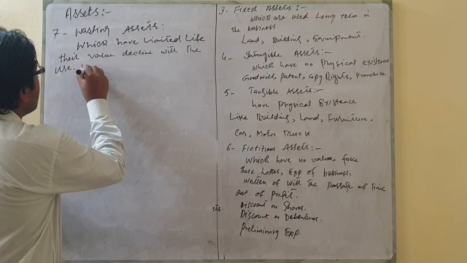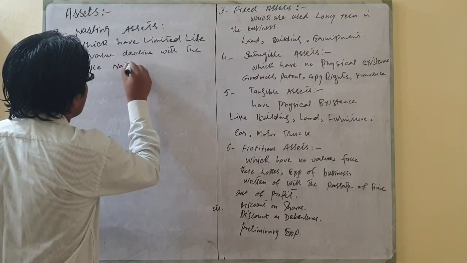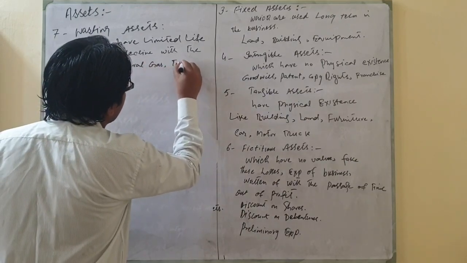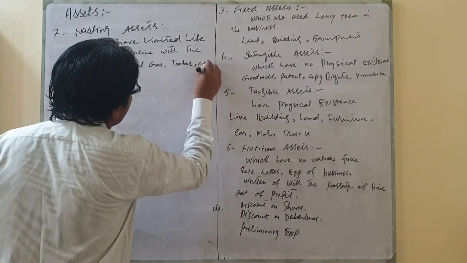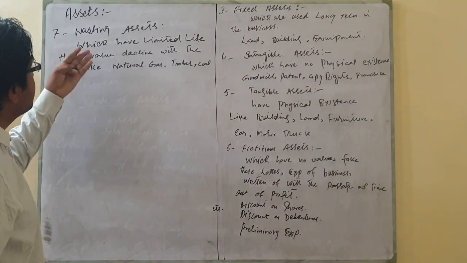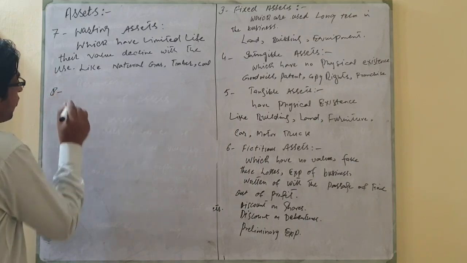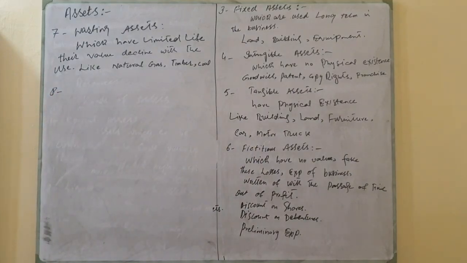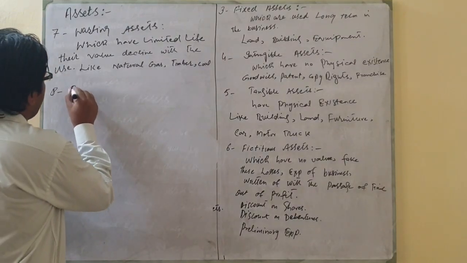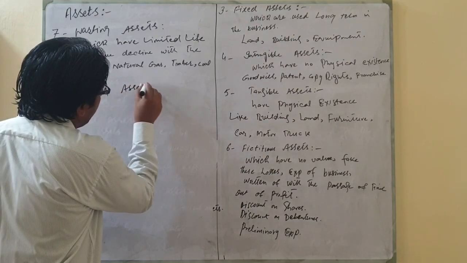Like, now we see the examples: natural gas, timber, coal, oil, and other natural resources are the examples of wasting assets. Now we move toward another category of assets, that is floating assets. Very important. What are floating assets?